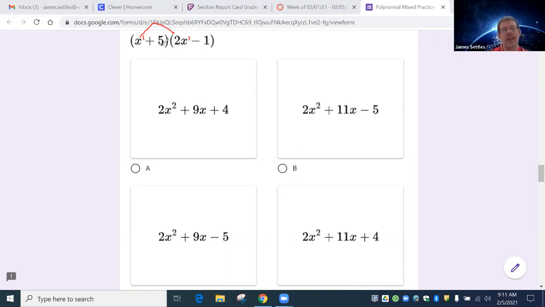Then if you take the last one in each set of parentheses, and this works no matter how big this is, you multiply 5 times -1, you get -5. The first one should always be the first one in each set of parentheses, and the last 2 will always be the last number in each set of parentheses. So the last number should be -5. It is not these 2.